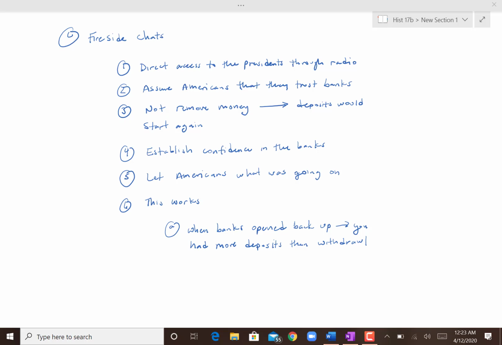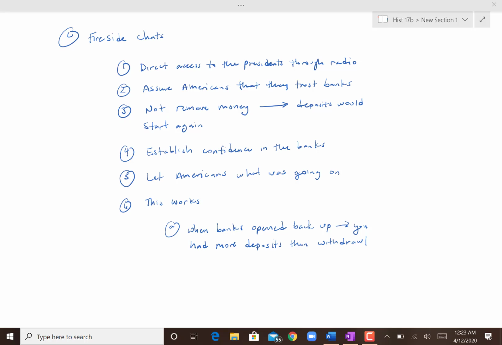They enjoyed being directly talked to by the president, explaining in detail: this is what we're doing. This is the plan for going forward, and we're guaranteeing that the banks that open will be secure. And even if your bank doesn't open the first day, most will eventually be reopened. There were a few that didn't, but a lot that did.